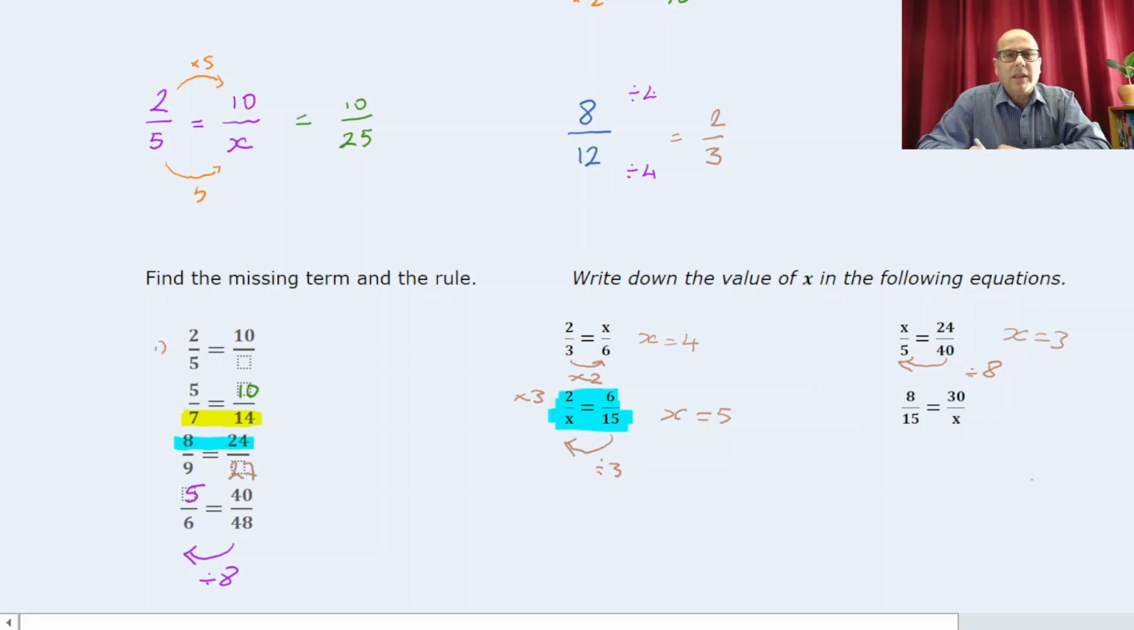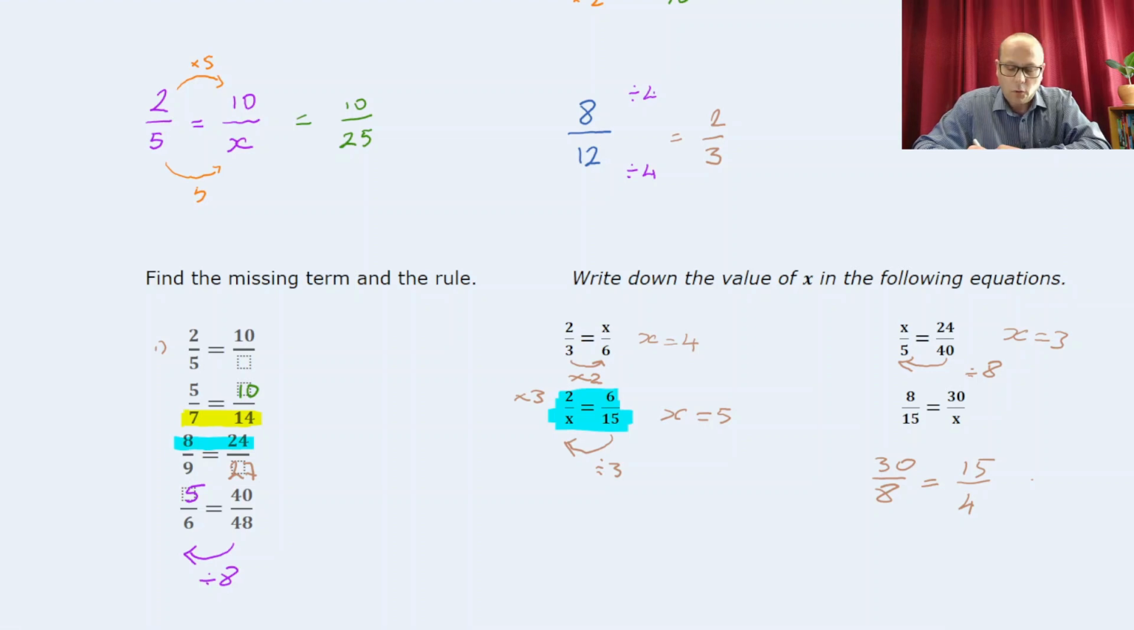The next one is a bit difficult because 8 multiplied by what gives 30, I need to find that number. That's difficult. So what I'm going to do is 30 divided by 8 to find that number, or divide by 2 up and down, that's 15 over 4. Therefore, 8 has been multiplied by 15 over 4. So if I multiply 15 by 15 over 4, I will get 225 over 4.